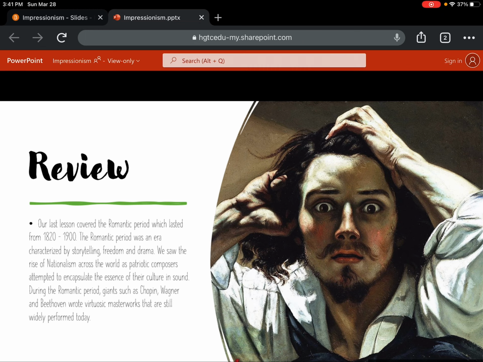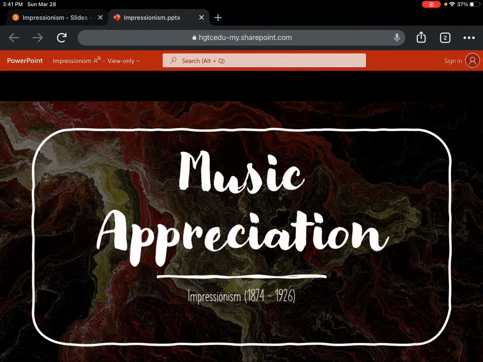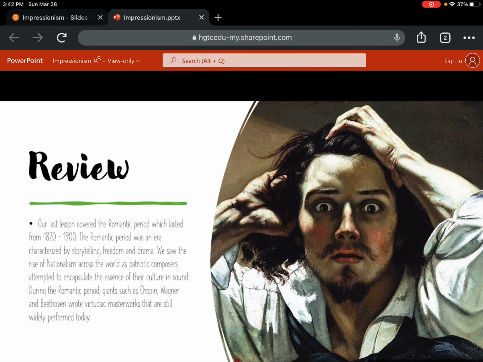So in our last lesson, we covered the Romantic period, which lasted roughly from 1820 to 1900. So you'll notice that there's some overlap. I label the Impressionist period as starting in 1874 and lasting to 1926, and so there is some overlap here. So this was going on towards the end of the Romantic period.